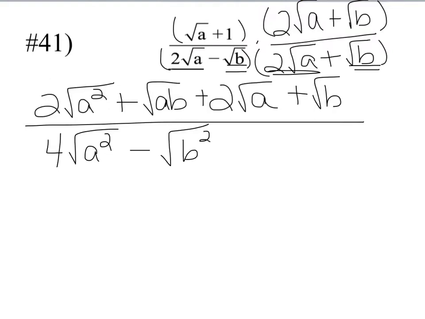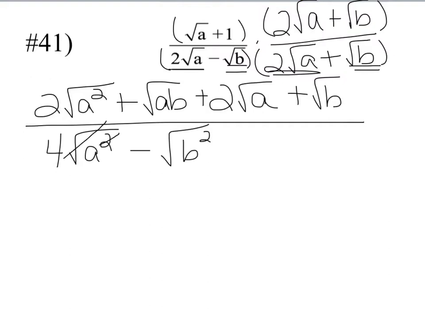Okay? In the numerator, all of my indexes are the same. However, all of my radicands are different. So I cannot add anything together on this one. Okay? However, down in my denominator, there's a couple things I can do.